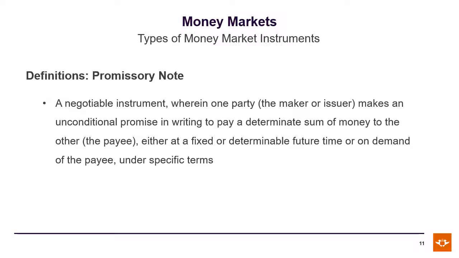So a promissory note is a negotiable instrument wherein one party, the maker or issuer, makes an unconditional promise in writing to pay a determinate sum of money to the other, the payee, either at a fixed or determinable future time or on demand of the payee under specific terms.